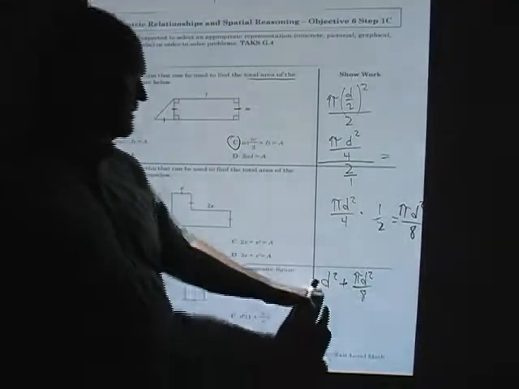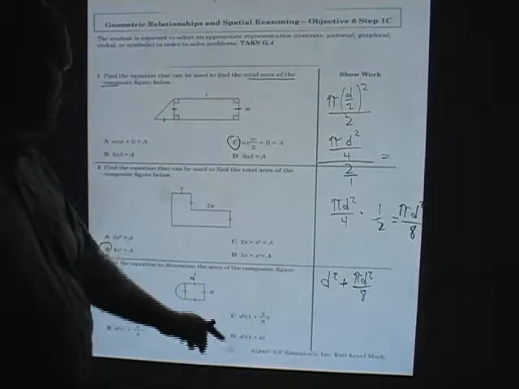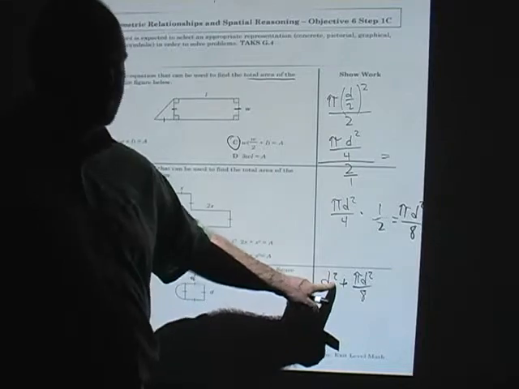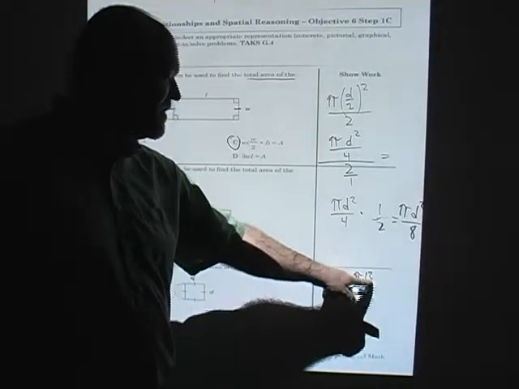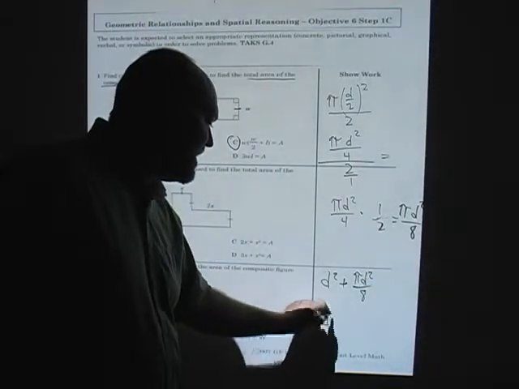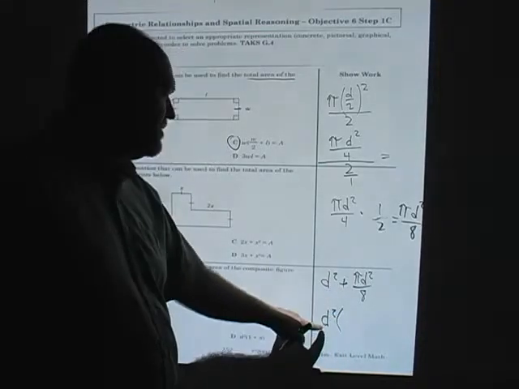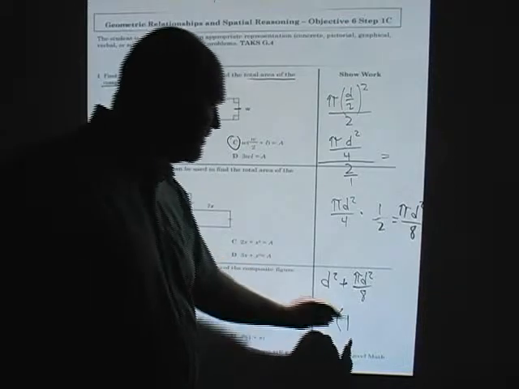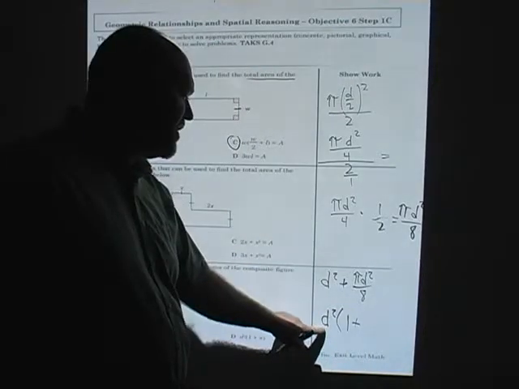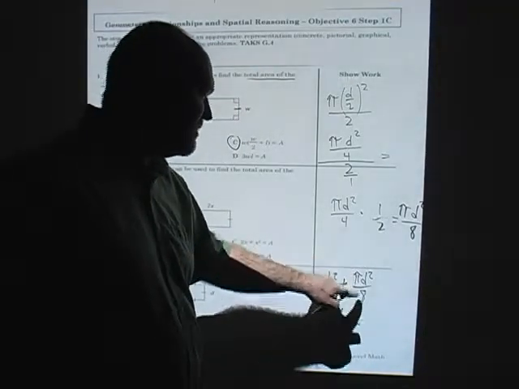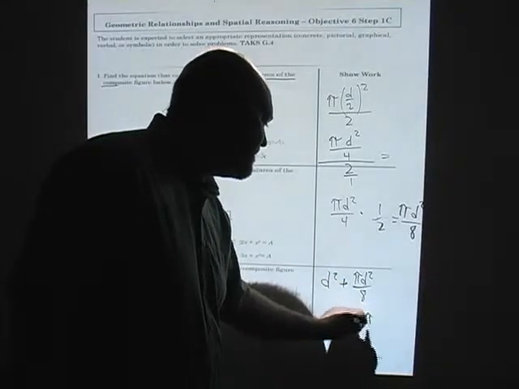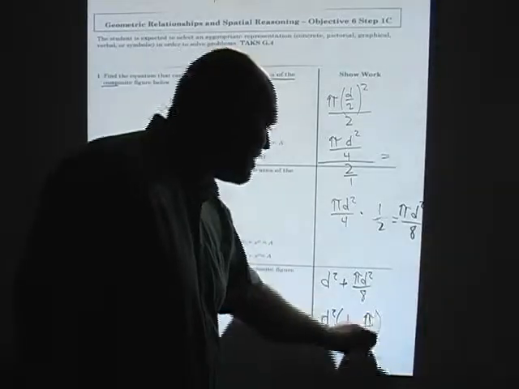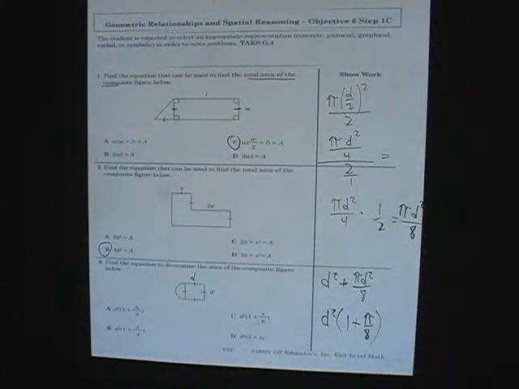Okay, that's our answer. But we're going to factor out this d squared because there's a d squared in this term. There's also a d squared in this term. We can factor that out. D squared times 1 gives me d squared. D squared times pi over 8 gives me pi d squared over 8. And there's our answer.